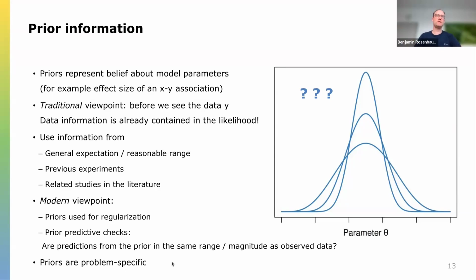And the last point which I want to make is that priors are problem specific. This means whenever you change something, for instance in your model or in your scaling, the prior changes. You can't use the same prior if you, for instance, scale your predictor or you scale your response, then the prior also has to be adapted accordingly.